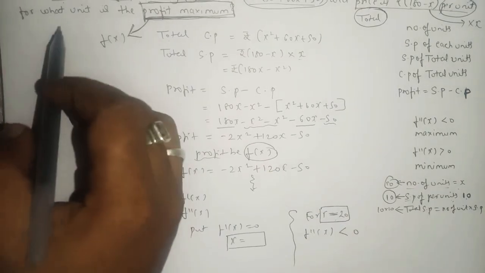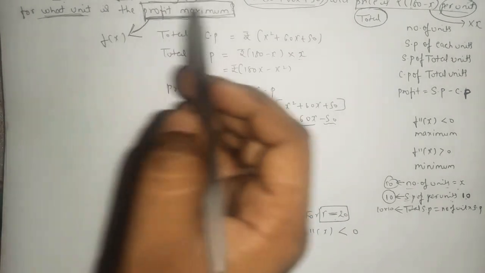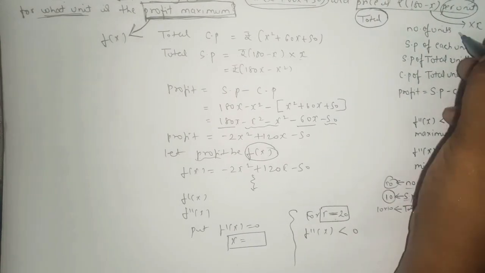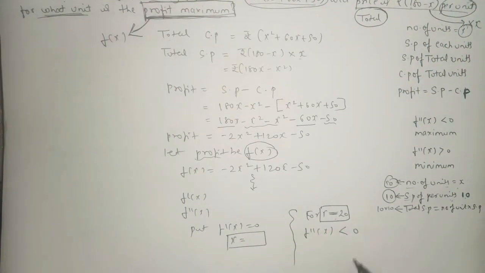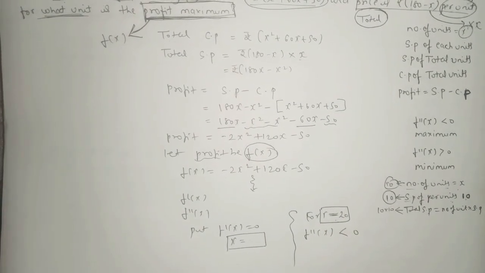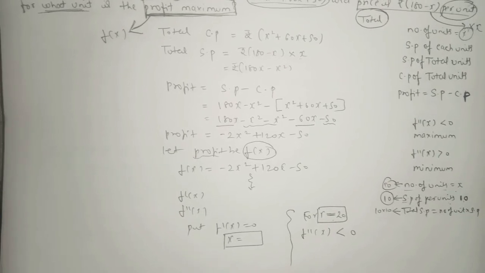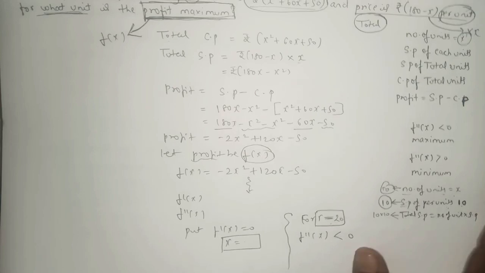So here in this sum also we have to find what? We have to find the number of units. So here number of unit is what? x. So if you get the answer of x, so indirectly or directly we can say the unit will be that answer. So in this way you have to present your sum. I hope you can try this sum by yourself. So once again I will explain.